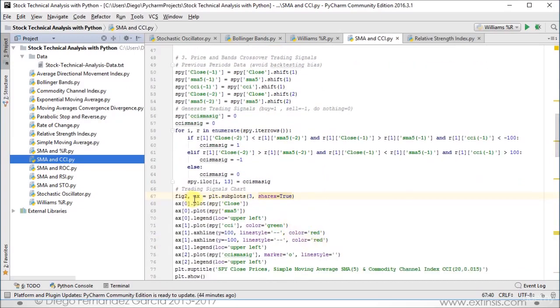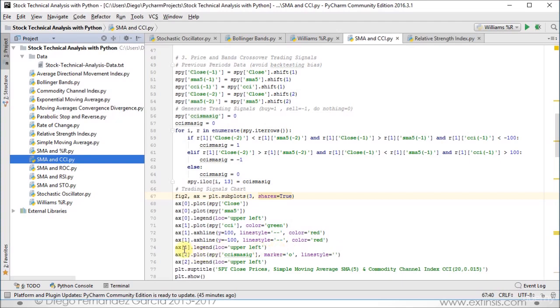For this, we create fig2, ax for axis equals plt.subplots, 3 of them, where we share our x-axis as true. Then we have at the 0th position our corresponding close prices, their overlay, which is the 5-day simple moving average, and the legend located at the upper left. On the second of our charts, at position 1, we have our corresponding oscillator, which is the commodity channel index colored in green to differentiate from the ones above, and then we have the corresponding horizontal lines at 100 and -100 with their line style dashed and colored in red to show the corresponding thresholds for overbought and oversold. We locate the legend at the upper left as well.